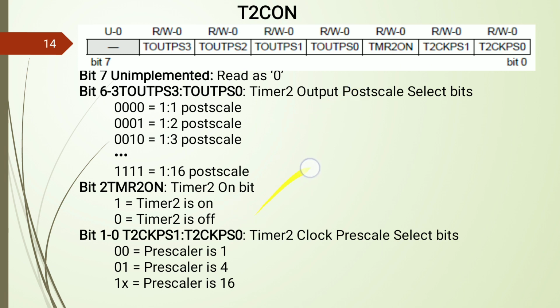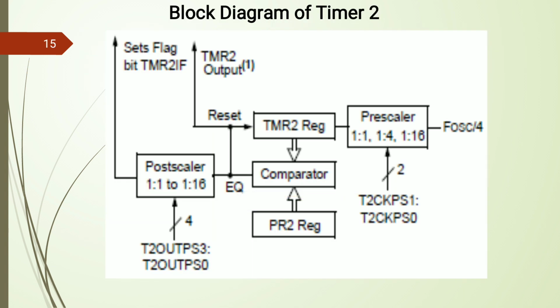Timer 2 is turned on or off by making the bit 1 or 0, and the timer 2 prescaler circuit gives 1:1, 1:4 and 1:16. So after 0 0 and 0 1, whatever the next two combinations are, that is 1 0 or 1 1, they are detected as the 1:16 prescaler. So this is related to the T2CON register.